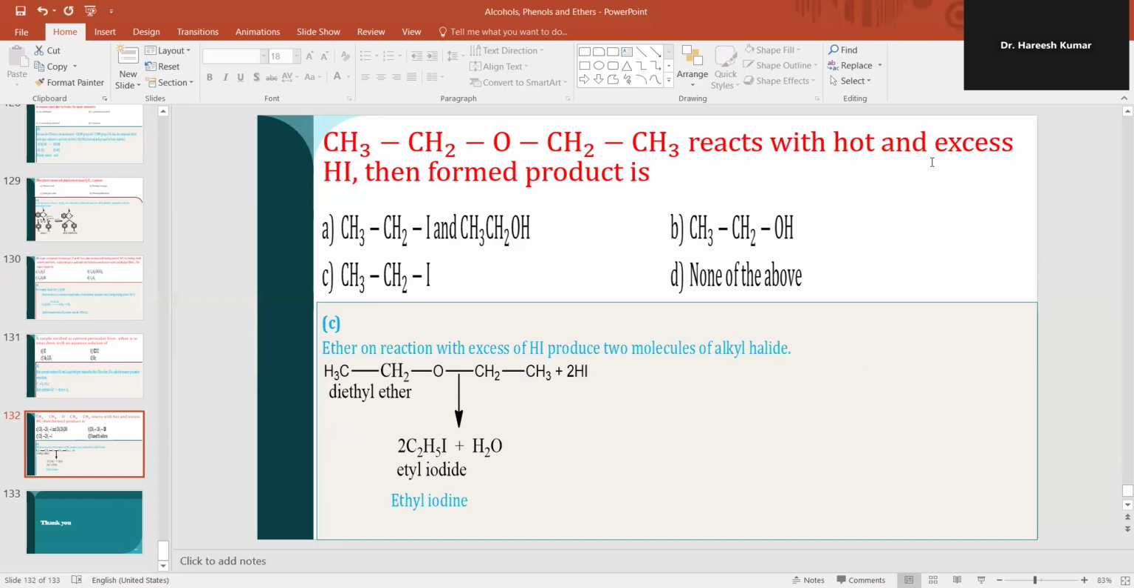Ether reacts with hot and excess HI. Then the formed product is ethyl iodide. It's nothing but a cleavage of ether. That means reactions of ether.